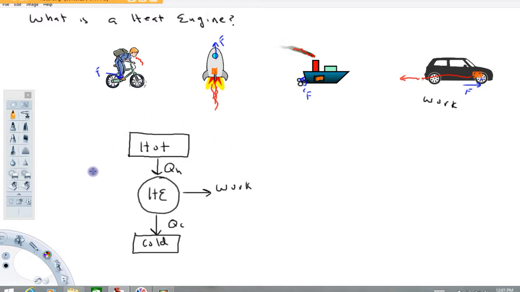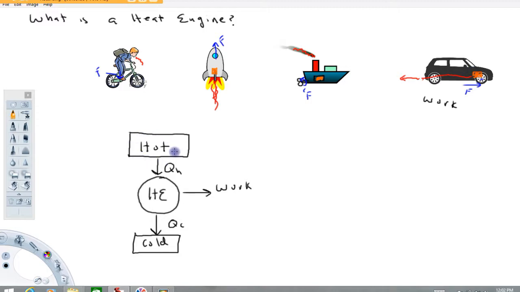So this is just a general schematic for how a heat engine works. It's not an actual picture of a heat engine. The heat engine is supposed to be represented by the circle here. In this case, it's basically the person's body. In this case, it's the rocket engine. In this case, it's the engine within the guts of the ship that converts the combustion of the coal to work. And in this case, it's the automobile engine.